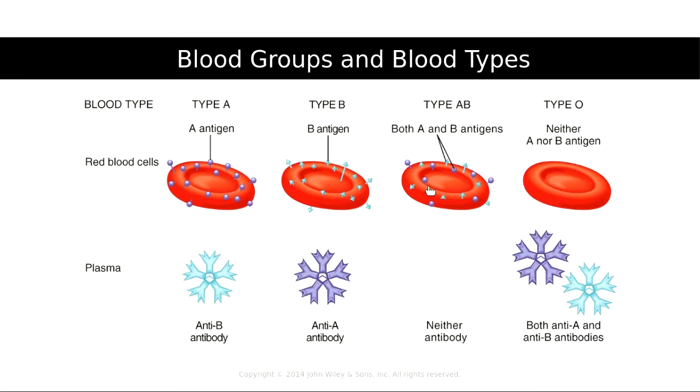In the third person, as you see here, on the surface of the red blood cell we have both A and B antigen. So the blood type becomes AB. When the blood type is AB, we don't have any antibody in the blood plasma. And in the last person, as you see here, we don't have any antigen on the surface of the red blood cell, not A and not B antigen. So in the plasma, we have two antibodies, anti-A and anti-B. Pay attention, we don't have anti-AB. We have anti-A separately and anti-B separately in this blood type.